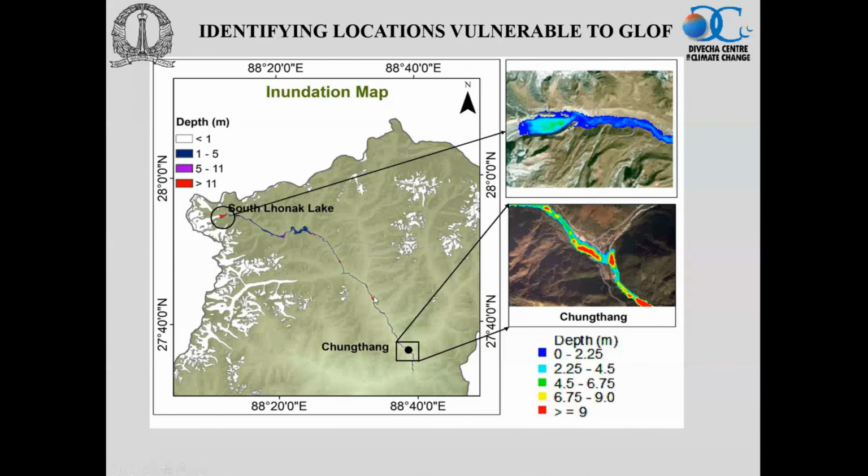But of course, in between, there are crucial establishments. There is a road which goes to the border region. So in that sense, it is very crucial. So you can see how much depth it can give. It is varying up to a maximum of 9 meters of flash flood.